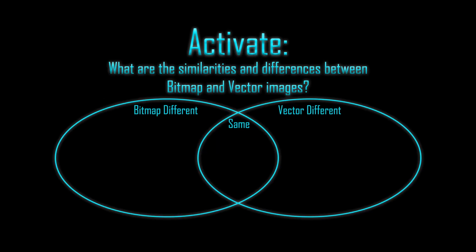The next Activator task we're going to complete is we're going to fill in this Venn diagram, including what are the similarities and differences between bitmap and vector images. Going to have about 10 minutes for this, so give it some really good thought, and I'd love to see your answers, so email me in your answers afterwards. Pause the video now.